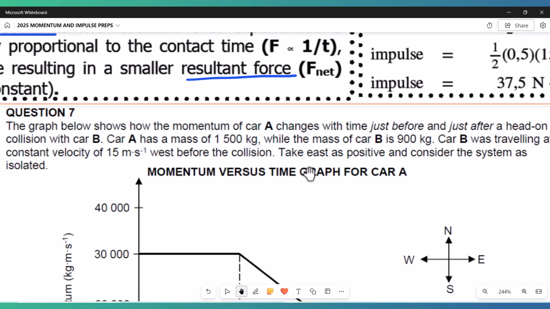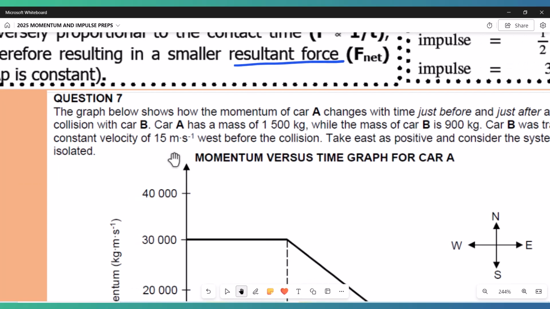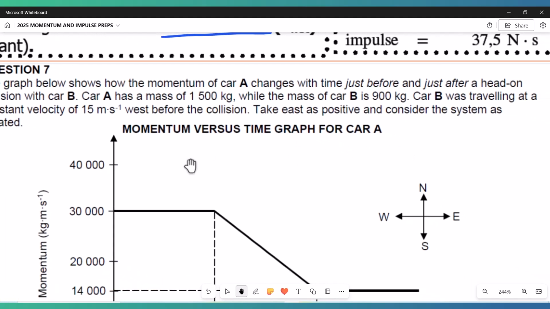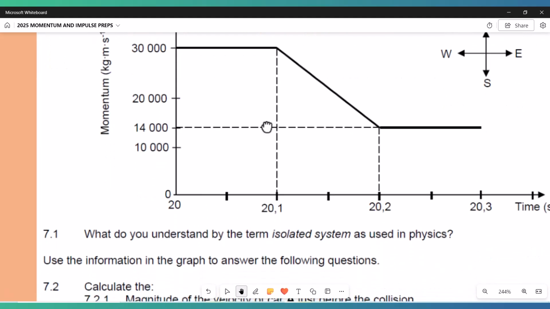1,500 kilograms. That's the mass of car A. While the mass of car B is what? 900 kilograms. They say car B was traveling at a constant velocity of 15 meters per second west before the collision. Take east as positive and consider the system as isolated. Okay, what must we do then?